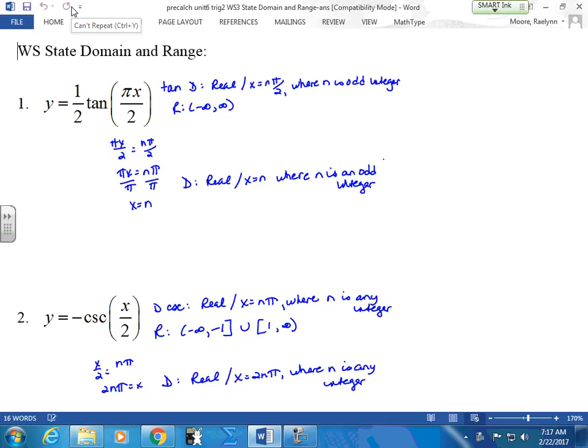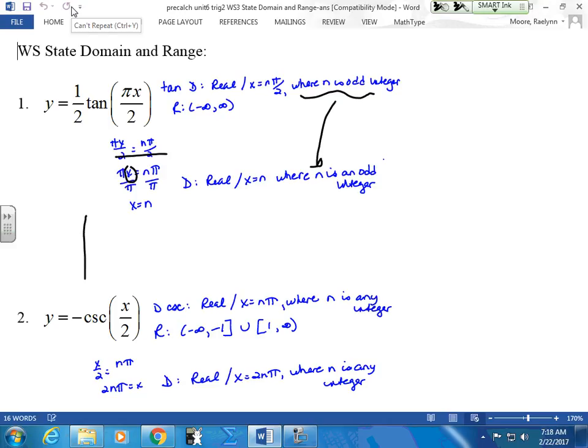Start with your original domain for tangent, no transformations to it, and take whatever is in here and set it equal to whatever that x is equal to. Just like this. Solve for x. And in this case, you can cross multiply, or you can set your denominators equal to each other so your numerators are equal to each other, whichever works for you. You're going to solve for x, so you have to divide both sides by pi. X is equal to n, and you bring down the original qualifier, where n is any odd integer.